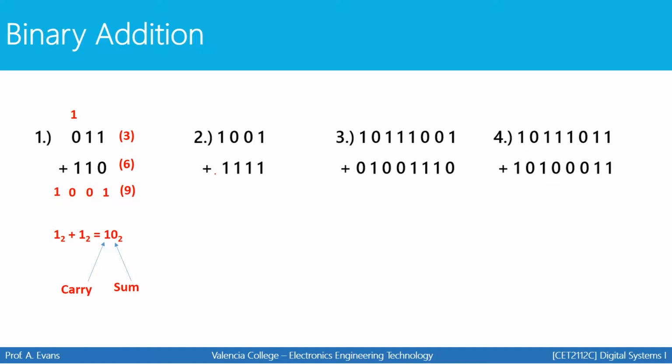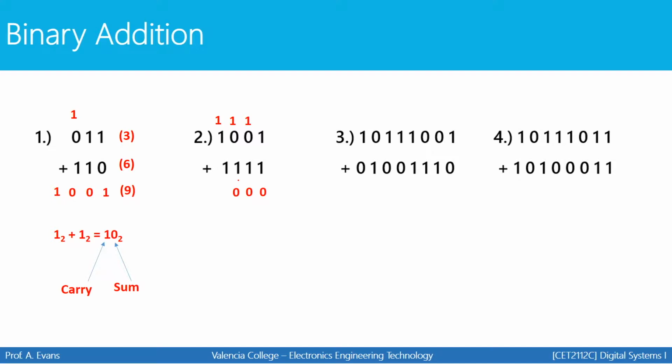Let's look at example number 2. We're going to start on the right and work our way to the left. So 1 plus 1 is going to give me a 0, carry the 1. Referring back to this example here, we get 1 plus 1 is a 0, carry the 1. Next, we have 1 plus 0 plus 1. So essentially that's 1 plus 1 again. So we have 0, carry the 1. And then we have 1 plus 0 plus 1 again. So that's essentially 1 plus 1. 1 plus 1 is going to give me a 0, carry the 1.